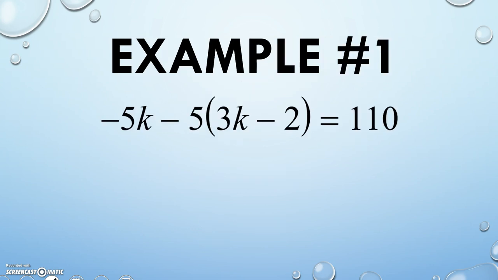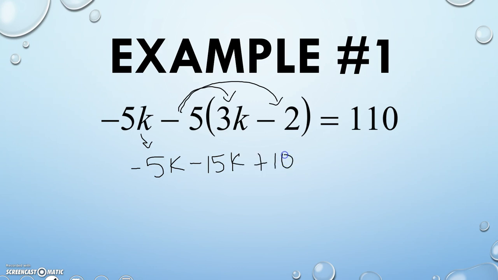Okay, so let's actually solve with the distributive property. So here we go. We're going to distribute the number on the outside of the parentheses. So we're just going to bring down this negative 5k, and we're going to distribute a negative 5 to these two. Negative 5 times 3k would be negative 15k, and negative 5 times negative 2 is a positive 10, and then we'll bring our equals 110.